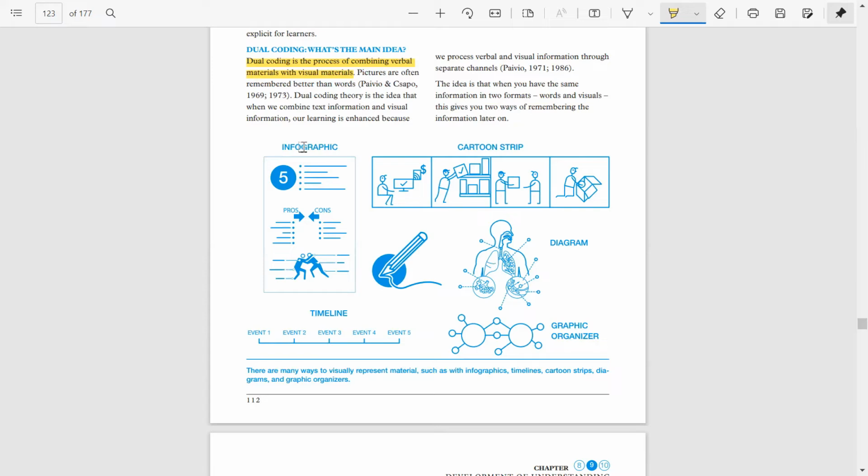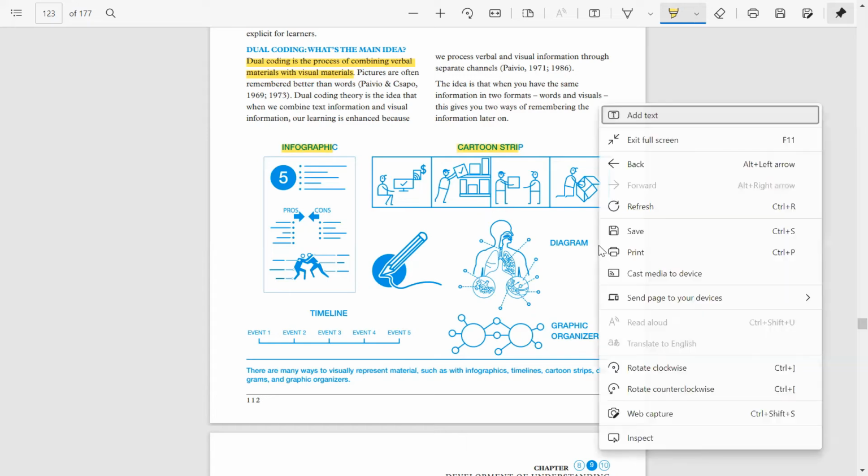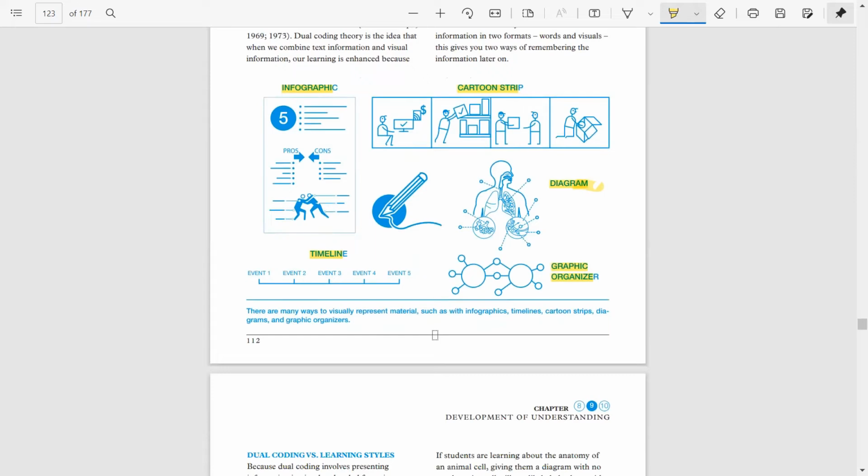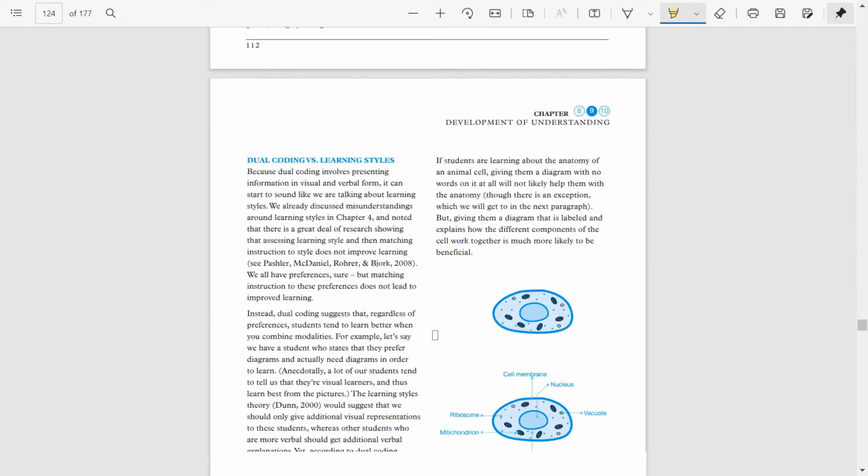So some of the examples of this include infographics, comic strips, diagrams, graphic organizers, which are basically a type of diagram, and timelines, which again show you how something progresses over time.